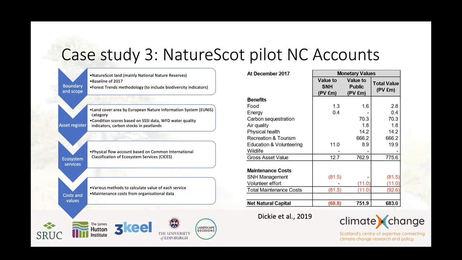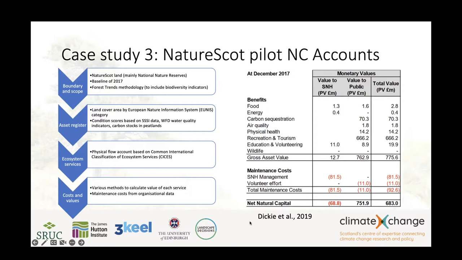This is the NatureScot piloted natural capital accounts, where again they used these four main steps, setting the boundary and scope. So this was focused mainly on NatureScot land, using a baseline from 2017, where the most data across a lot of data sets was available, and also using similar methodologies to those I've talked about before, but one that includes some biodiversity indicators as well. This was compiled into a natural capital asset register using standardized approaches, so the UKHab land cover classification system, and they also use condition scores from SSSI data, et cetera, which I suppose is easier for NatureScot than other areas because they have a lot of data at their fingertips. So it'd be interesting to know how that could be managed within an RLUP context.